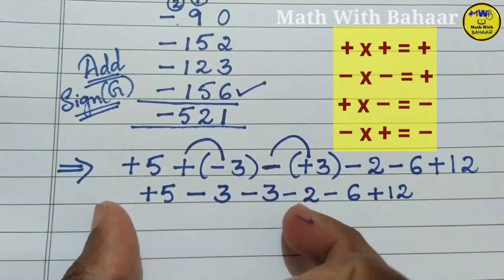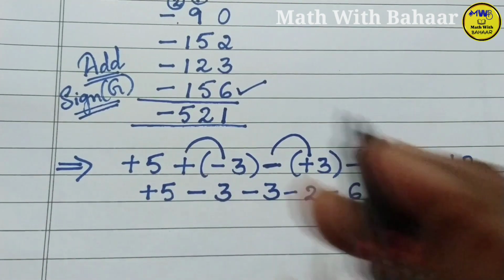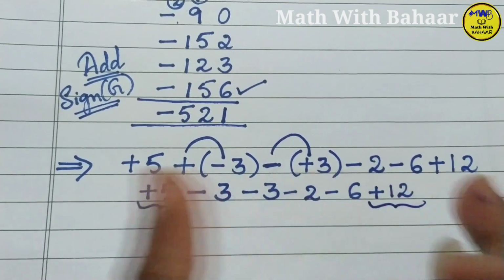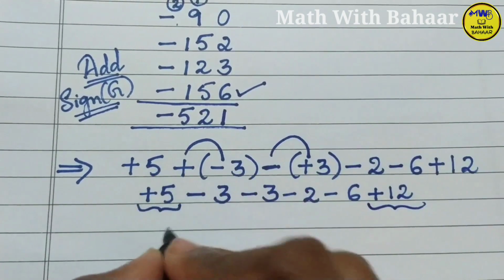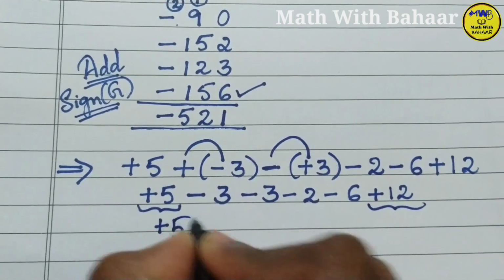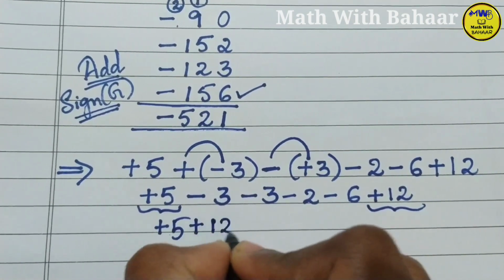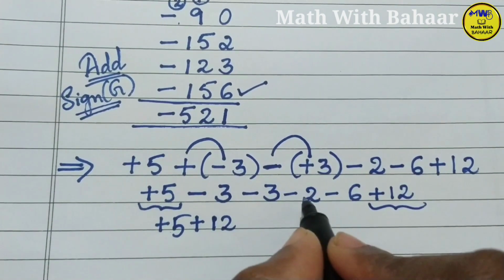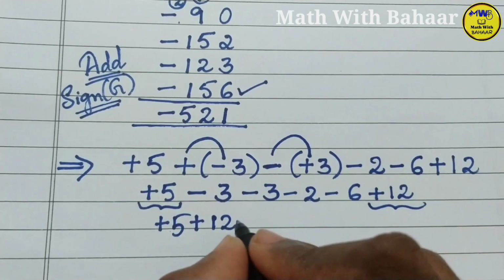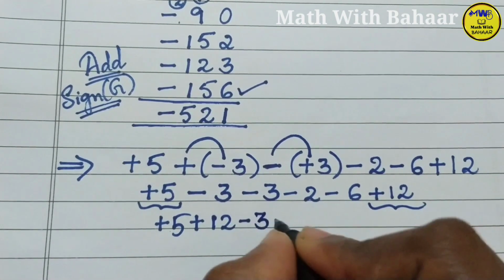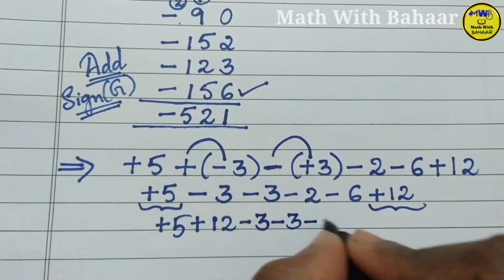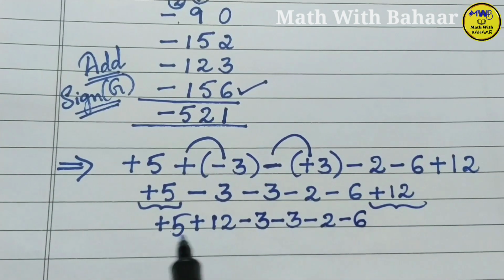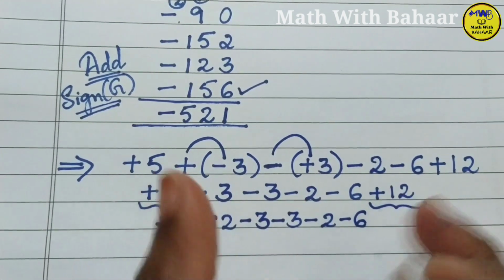Next, we are going to arrange all the positive numbers together and all the negative numbers together. As you can see here, the positive numbers are plus 5 and plus 12. So let us bring them together and arrange them first: plus 5 plus 12. Now you can see that all the remaining numbers are negative numbers. So let us arrange all these numbers as well: minus 3, minus 3, minus 2 and minus 6. So we have arranged all these numbers now, and it is easy for us to add and subtract.